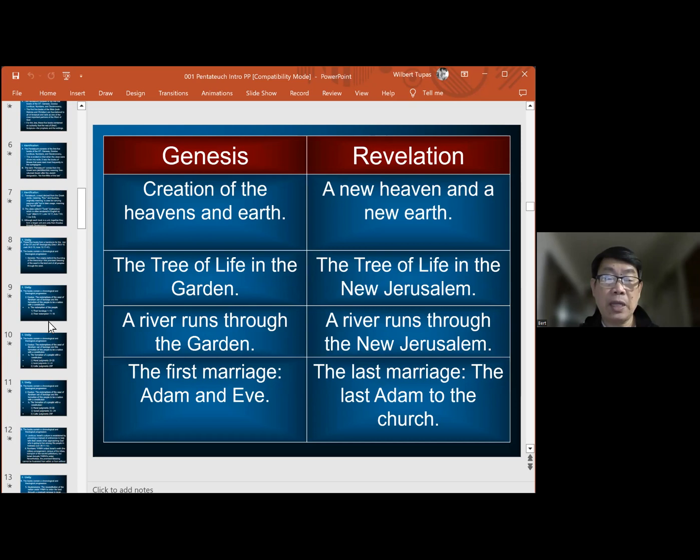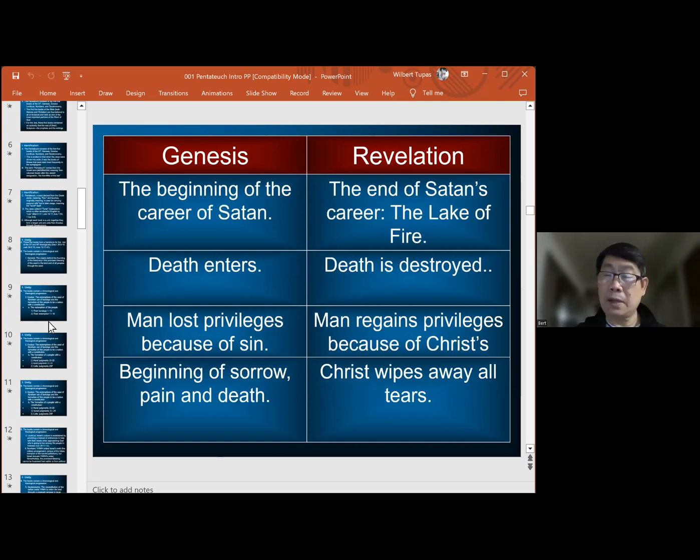The first marriage, Adam and Eve. The last marriage, the last Adam to the church. Genesis, the beginning of the career of Satan. Revelation, the end of Satan's career, the lake of fire. Genesis, death enters. Revelation, death is destroyed. Genesis, man lost privilege because of sin. In the book of Revelation, man regains privilege because of Christ. Genesis, the beginning of sorrow, pain, and death. In the book of Revelation, Christ wipes away all tears. No tears, no sadness in heaven. And that is how the two, the beginning and the end, correspond.